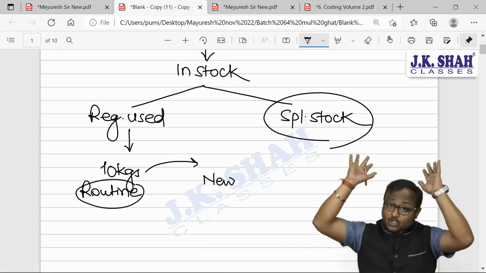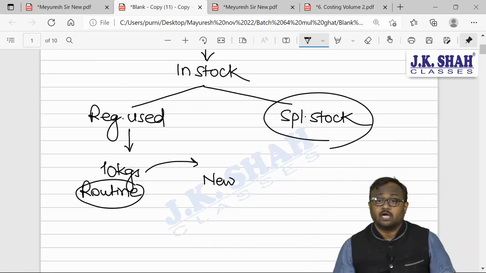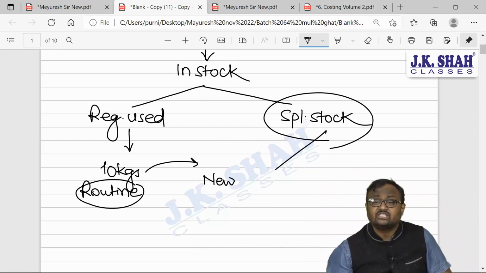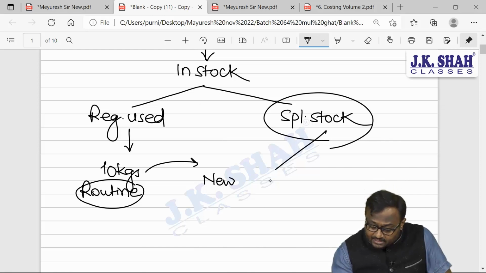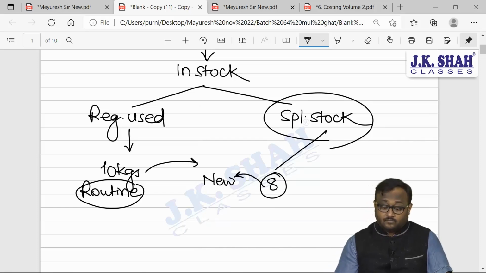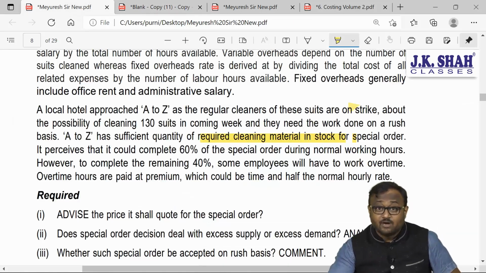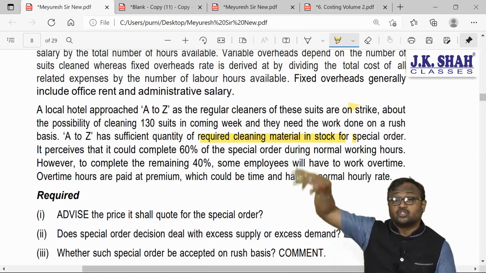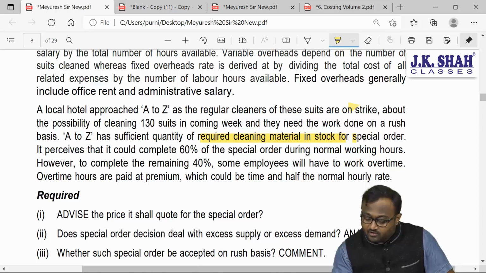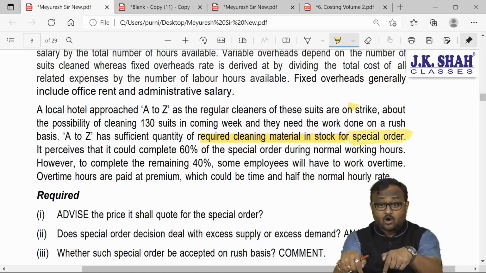If the material was purchased for some special task, the special task is over, and the material is with me, I may sell it. I may sell it for 8. Now, if you want me to use it for the new order, there is an opportunity cost of 8. But please understand, we don't have material for some extra special task. We have sufficient quantity of material required for the special order given in the question by the hotel.